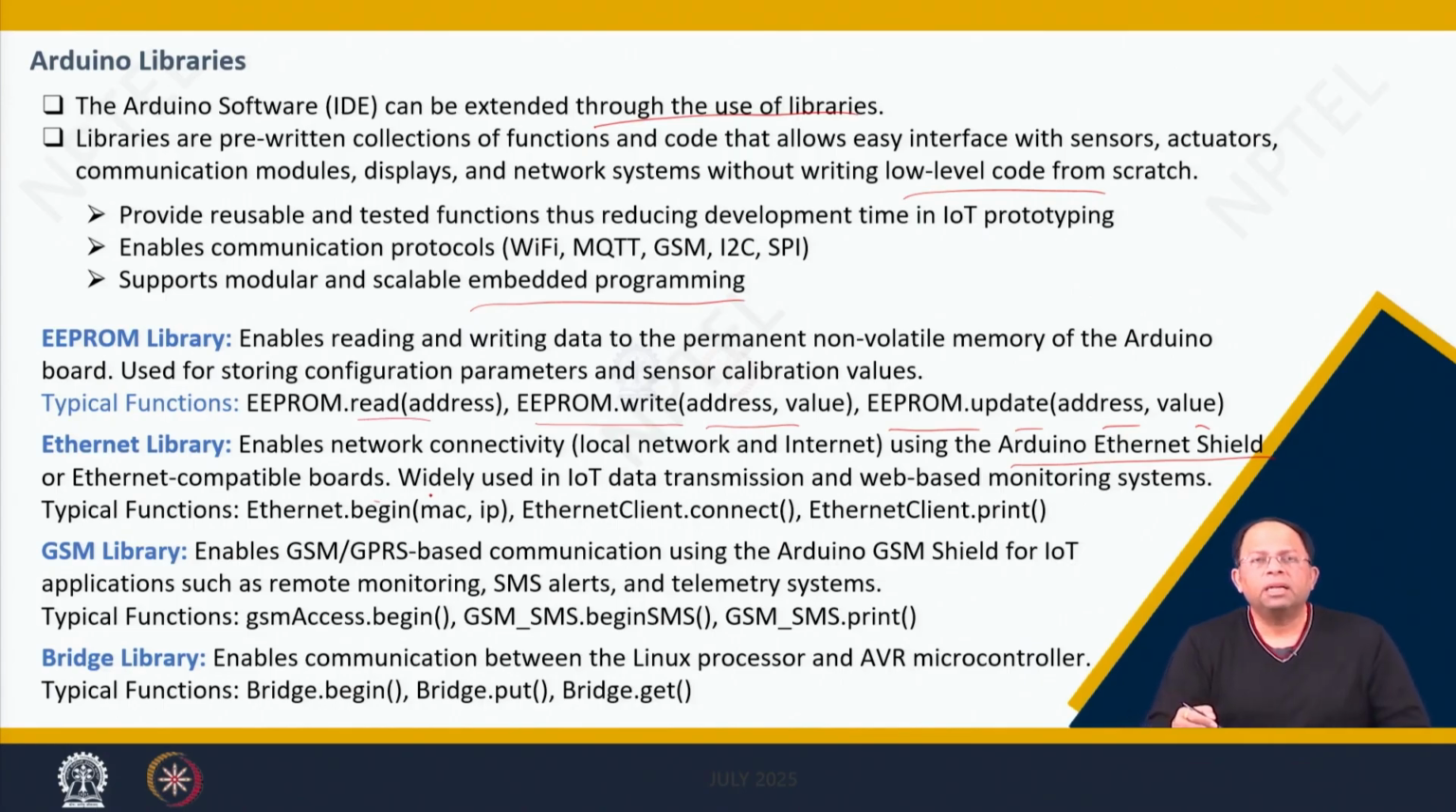Typical functions are Ethernet.begin, where we have to give the IP address and the machine ID, Ethernet client.connect, Ethernet client.print, and so on. Then there is a GSM library, where we can connect using a GSM/GPRS based communication module, and for that again we need a GSM shield for IoT, like the Bluetooth shield, GSM shield, and so on.